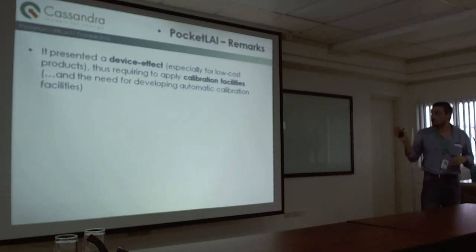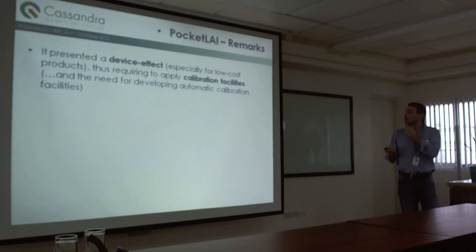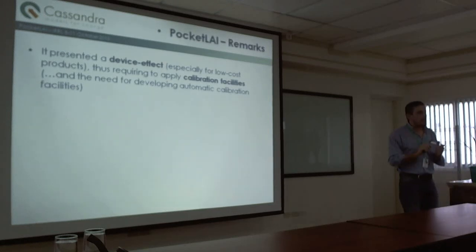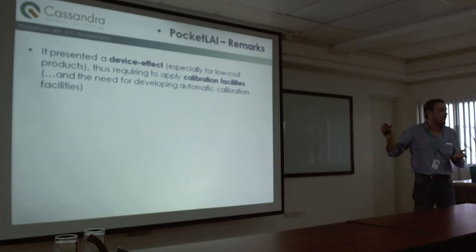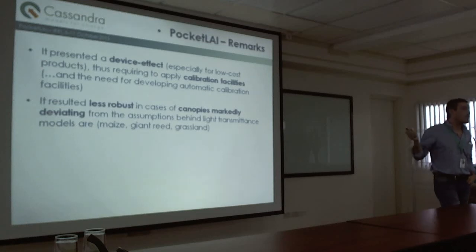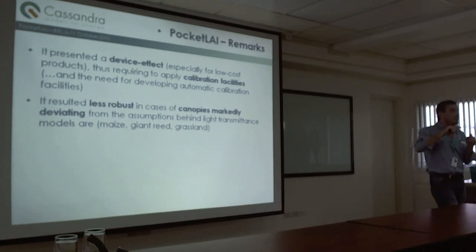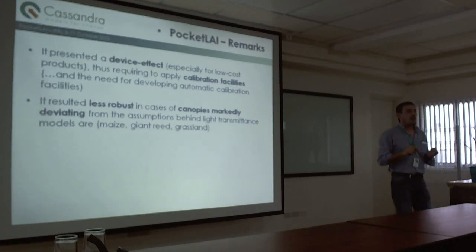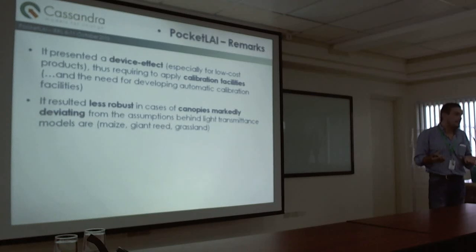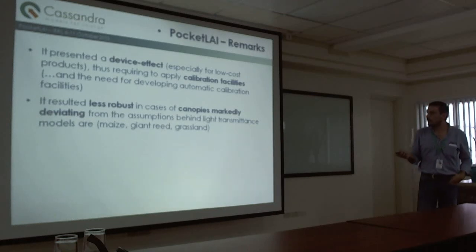Probably, maybe we will use this in the future for these aims. And we will develop next year, probably, he will develop some automatic calibration routines, okay, so in this case the device effect will not be a problem anymore. The method, one of the results we saw with the second test, is less robust than the ceptometer in case of canopies that markedly deviate from the assumption of random distribution of infinitely small leaves. But in case of rice, this is not a problem at all.